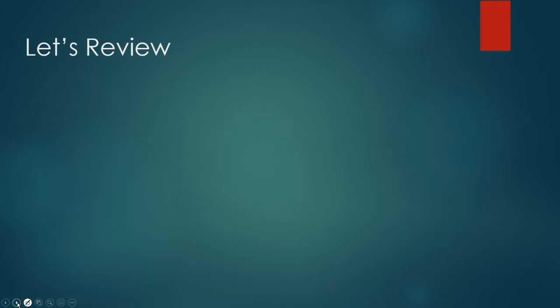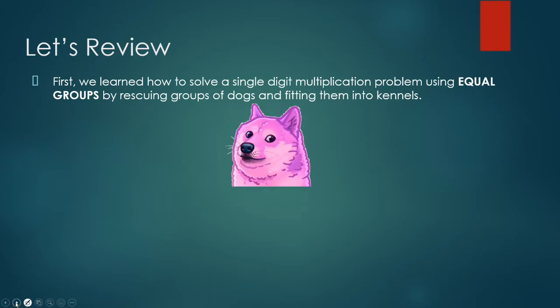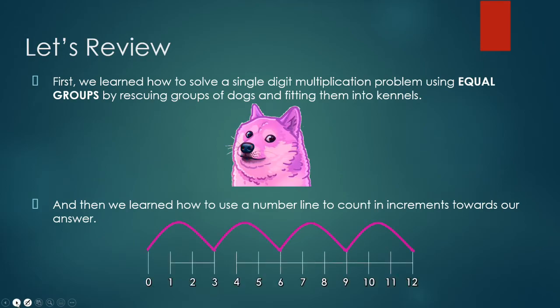Let's review. First, we learned how to solve a single-digit multiplication problem using equal groups by rescuing groups of dogs and fitting them into kennels. Right there, that's Doge. We rescued 12 of him. What a lucky boy. And then we learned how to use a number line to count in increments towards our answer. Like you'll see here. Magic. And that is the end of the presentation.